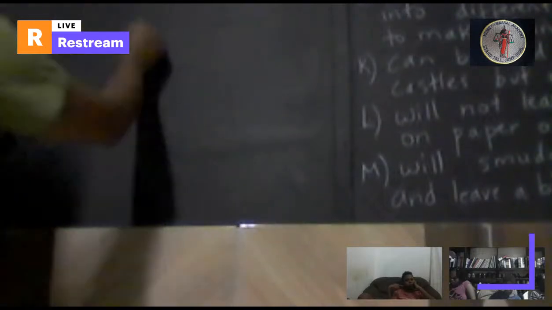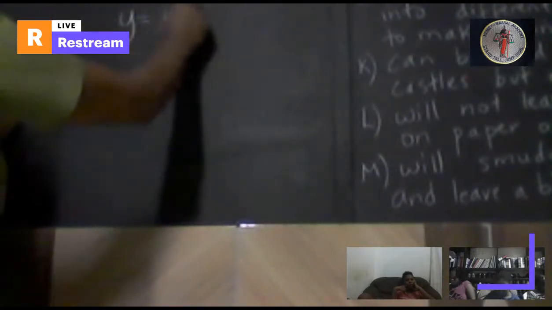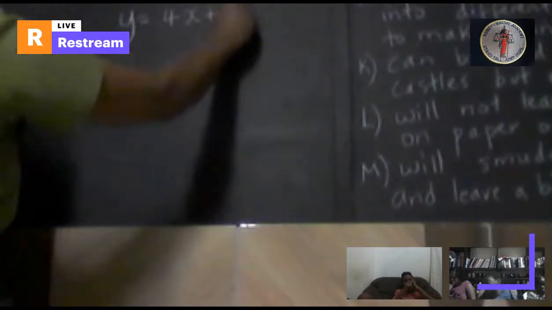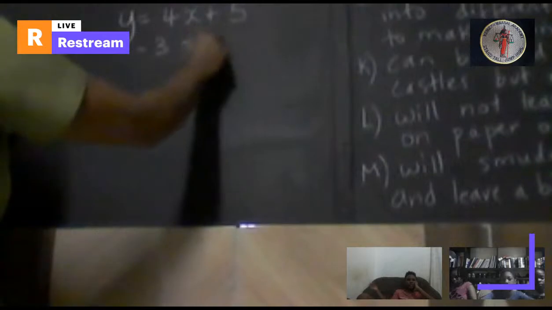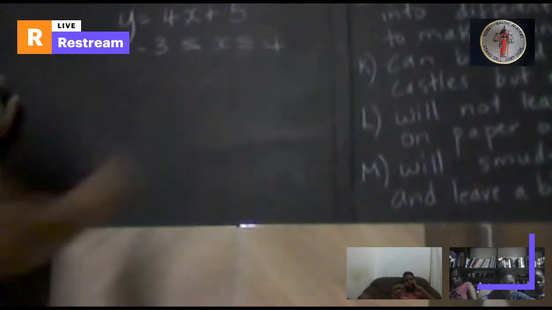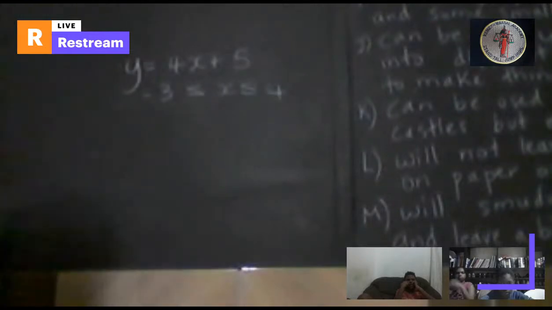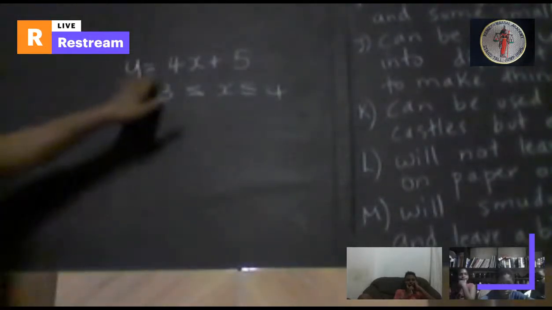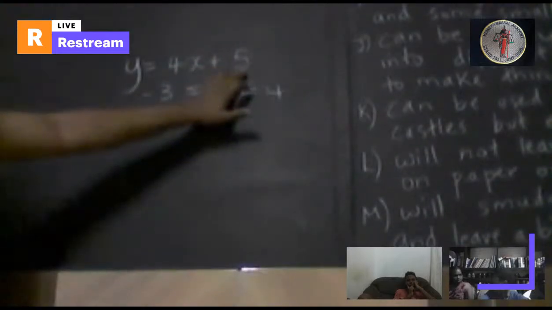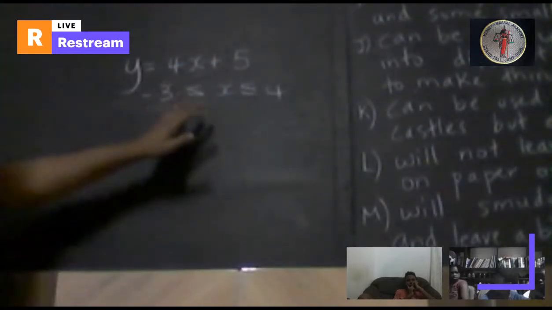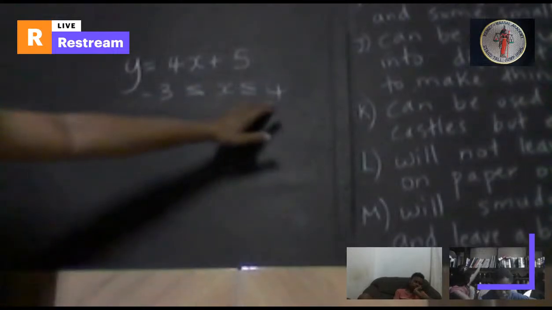This is our function. Y equals 4x plus 5. And the domain is negative 3 to 4. So this is our function, our equation, y equals 4x plus 5. The domain tells you where your x value is going to start and where it's going to stop.